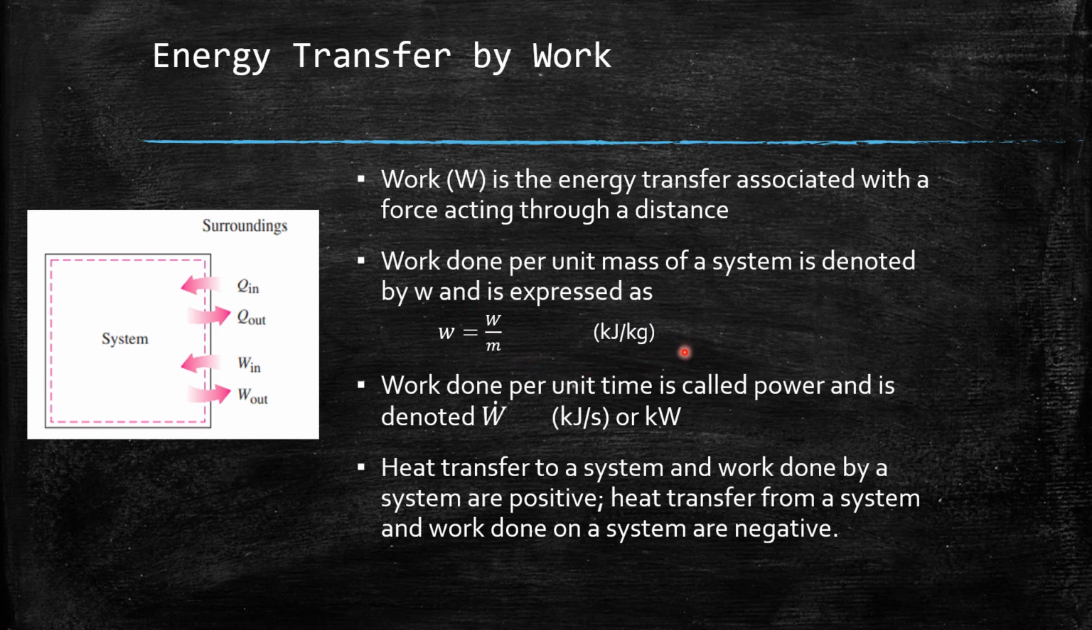The work done per unit time is called power and denoted by work dot, big W dot, and it has units of kilowatts. So heat and work are directional quantities, and thus the complete description of a heat or work interaction requires the specification of both the magnitude and direction. One way of doing that is to adopt a sign convention.